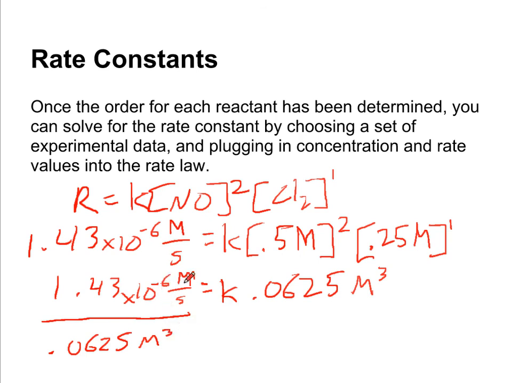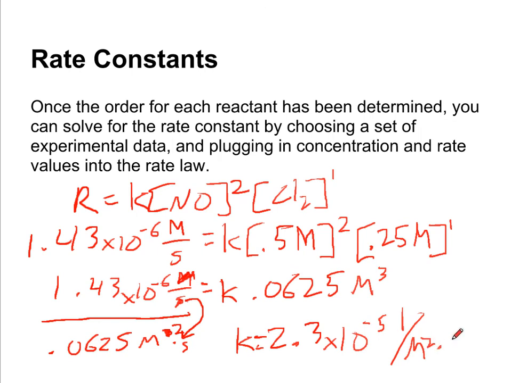Now when we do this, this molarity is going to cancel out, so is one of these. It's being divided out. And when we've got a unit like seconds up here that's in the denominator, but it's being divided by something, we're going to move it down here. So we're going to do 1.43 times 10 to the -6th divided by 0.0625. So our rate constant is going to be 2.3 times 10 to the -5th. And our units, well, we took everything out of the numerator over here, so our units are going to be 1 over molarity squared times seconds.